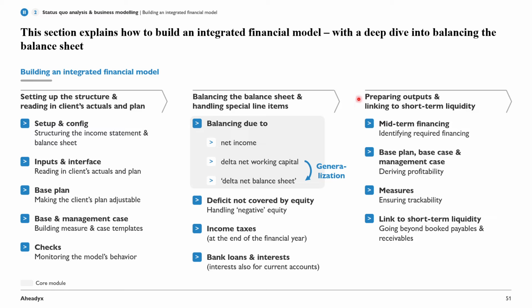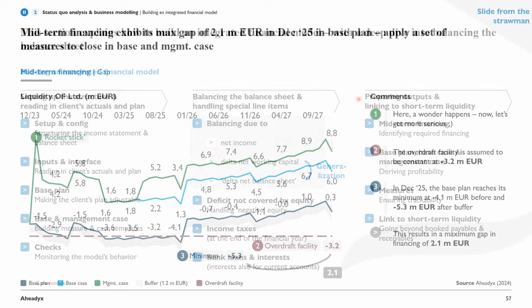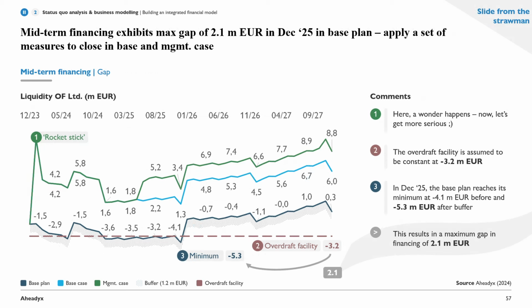And here we will start off with a slide that you already know from the strawman. Of course, we need to come up with some outputs of this model. The most important one is midterm financing. You already know this slide, and it explains how much financing we need in the midterm to keep the ship afloat.